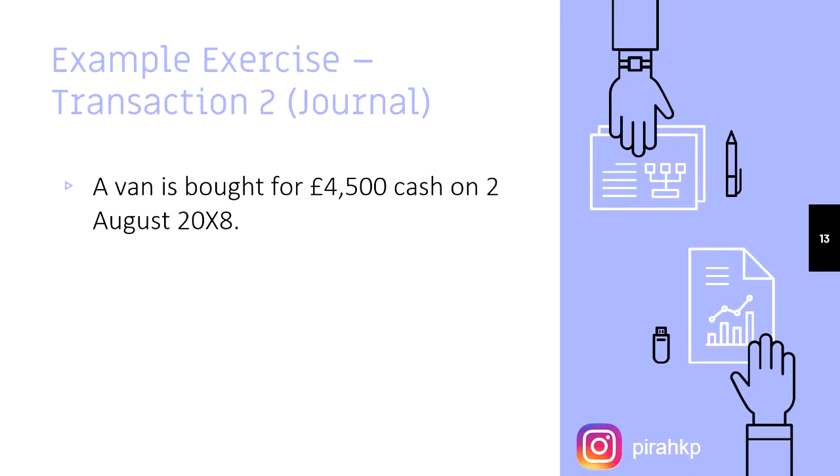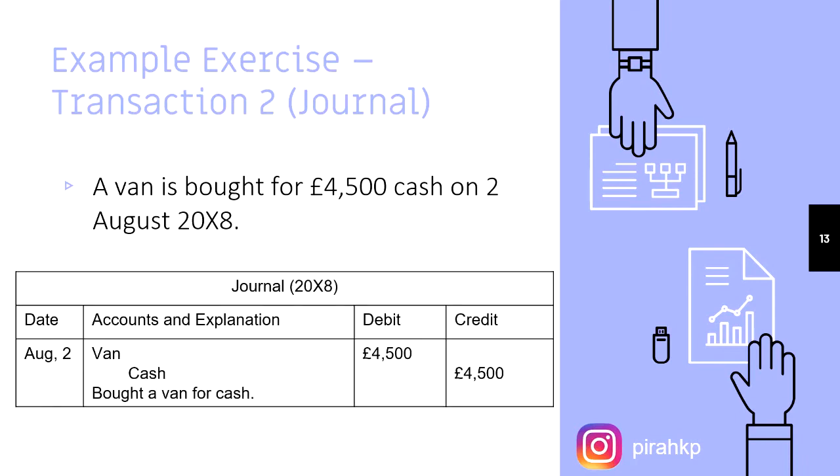Next transaction is a van is bought for 4,500 cash on 2nd August. Van is bought. Van is our destination. The business purchased a van for 4,500 cash. Van is your destination and the source is cash. So journal entry van debit, cash credit.